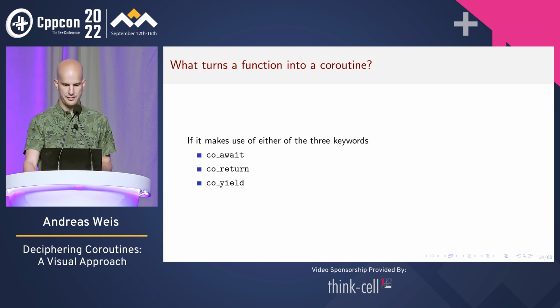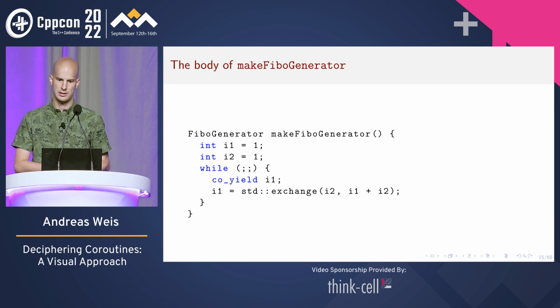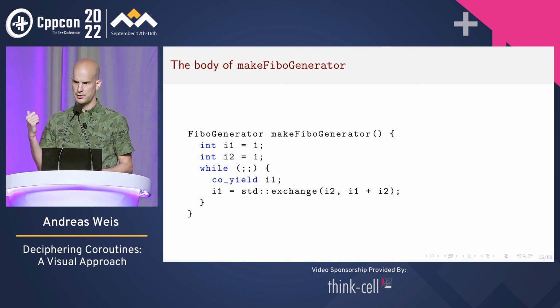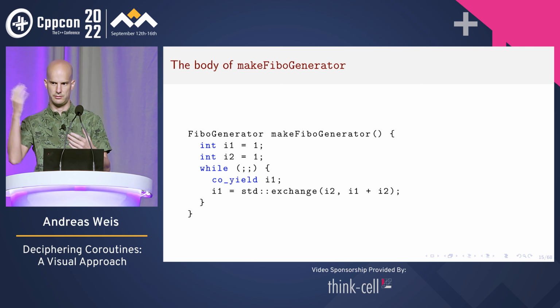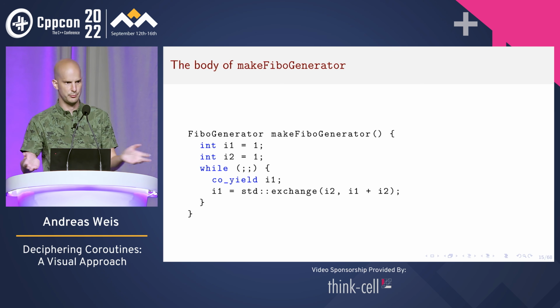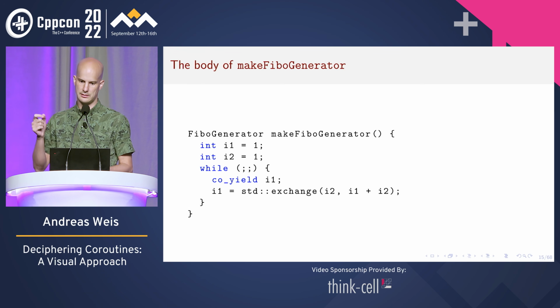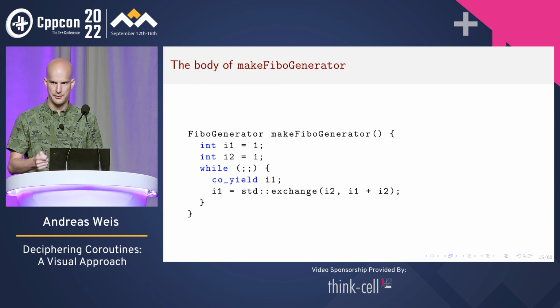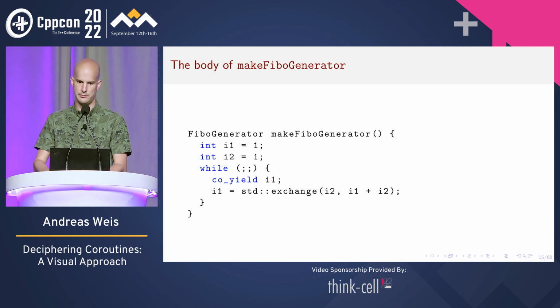So let's look at what the body of our little Fibonacci generator would look like. As you will notice, this is very similar to what it would look like if you just wrote a loop that printed all the numbers to the console. The only difference is that where before we would write the print statement, we now have this co_yield statement, which basically hands the number out to the caller.